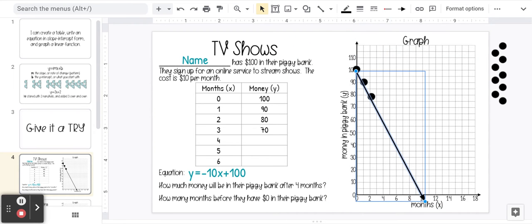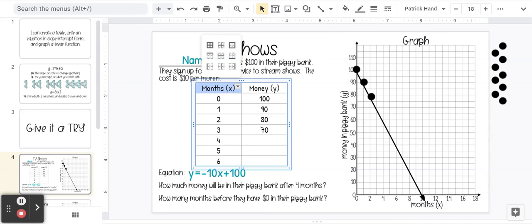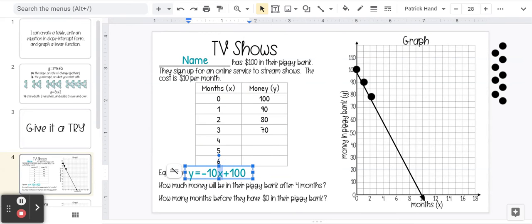Then to answer the questions, you can either look at your table, you can look at your graph, or you can use the equation. If you choose to use the equation, so like for this first question, it says, how much money will be in their piggy bank after 4 months? Well, up here it says months is X. So you can replace this X here with the number 4, and then just use PEMDAS to simplify and solve for Y.